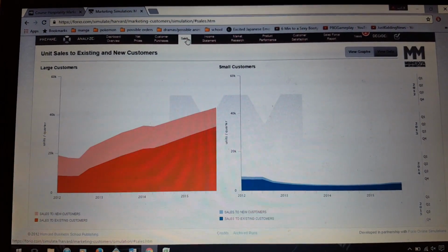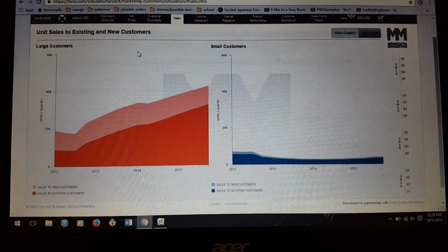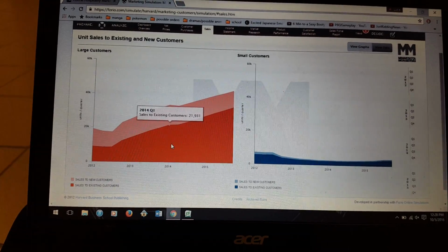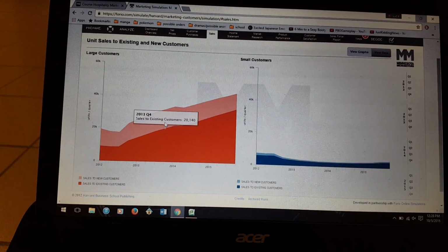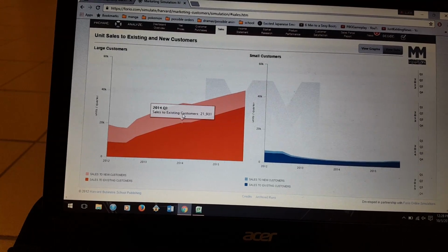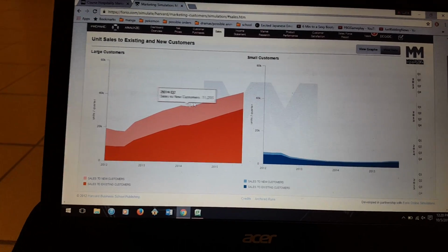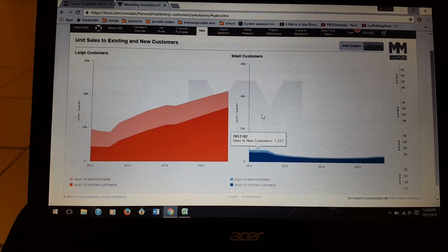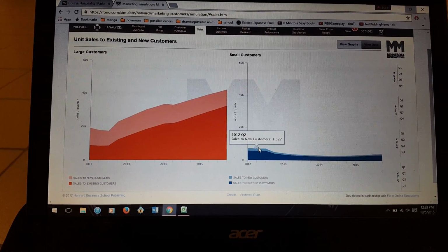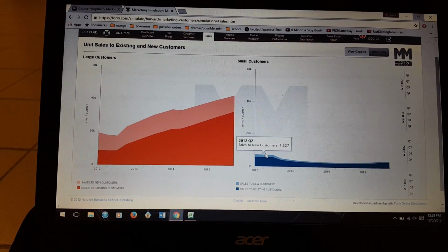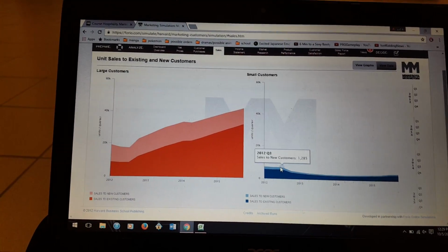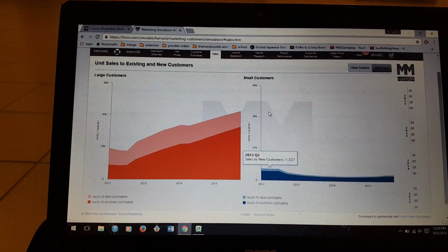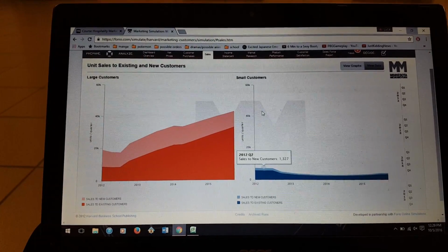Unit sales to existing and new customers shows your large customers and small customers, where over here is your large customer: the darker orange is your existing customer, and your lighter orange, almost salmon color, is your new customers. Notice how again I focus more on larger customers compared to smaller customers, because I felt that was where my focus needed to be. Over here in the small customers, the darker blue represents the existing customers and the lighter blue represents new customers. Again, I focus about 80% of my time on the large customers, and only a small sliver, about 10%, on the smaller customers.